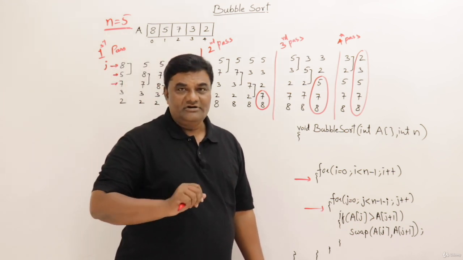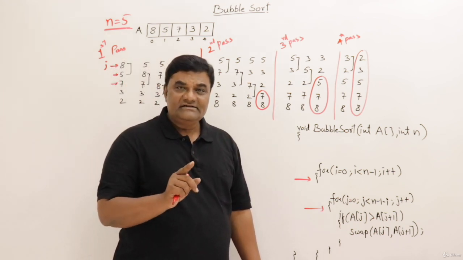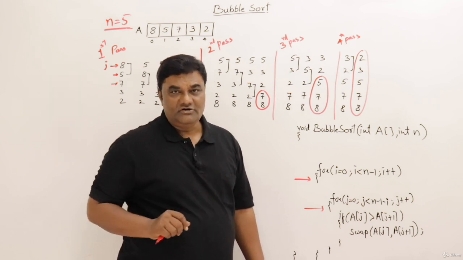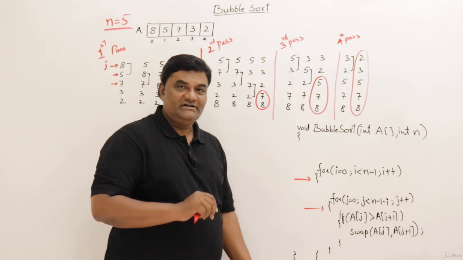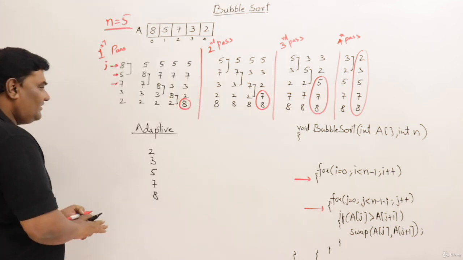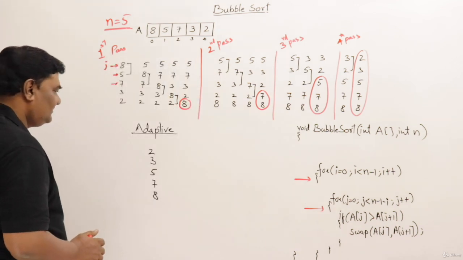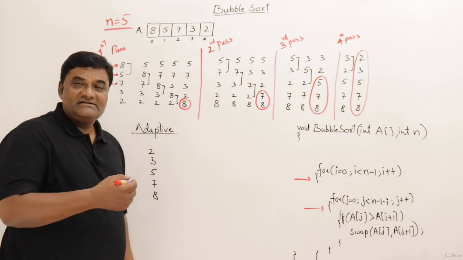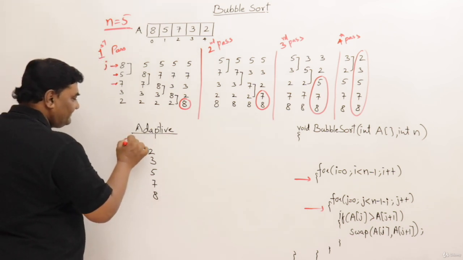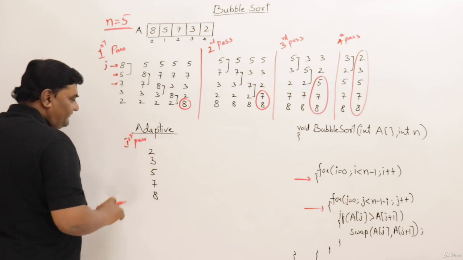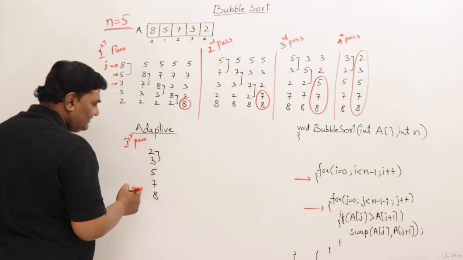So I have written the code. Now next, let us understand whether it is adaptive or not. For that, I will take a list which is already sorted. See, this list is already sorted. Let us perform bubble sort on this one, and we will perform the first pass. In the first pass, compare these 2 elements.